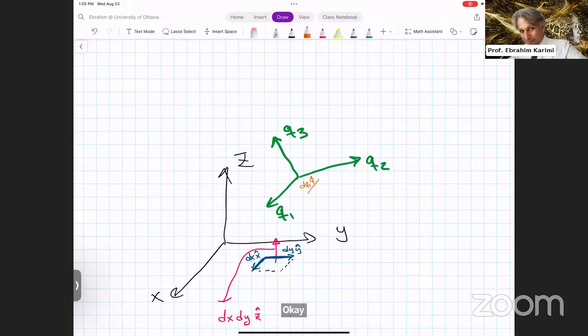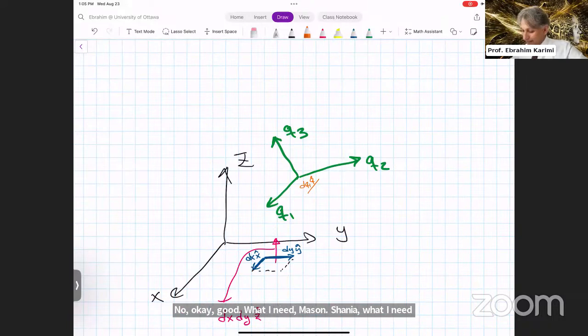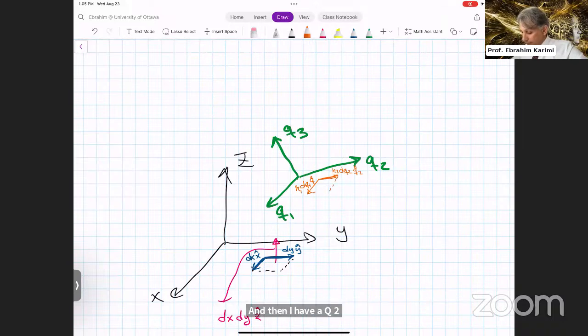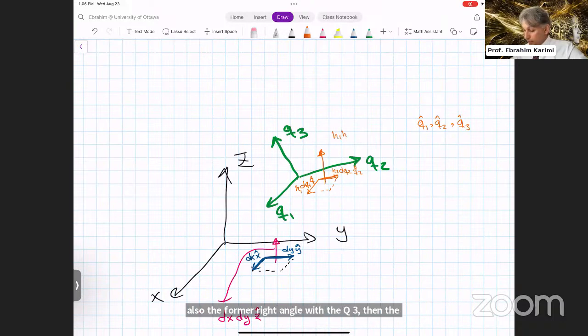Okay, good. What I need, I need h1 as well, and that will be the element of the length. And here I will have also h2 dq2, and then I have q2 hat. Since q1 and q2 are orthogonal to each other, and also they form a right angle with q3, the surface that I will create here will be h1, h2, dq1, dq2 along the q3 direction.